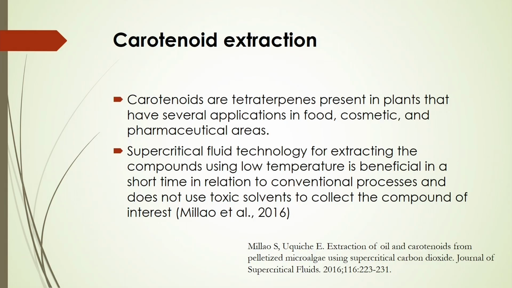Another important material is carotenoid extraction. Carotenoids are very useful compounds present in plants that have several applications in food, cosmetic and pharmaceutical areas. In this case, the supercritical extraction process is used to extract these compounds, and it is very beneficial in a short time in relation to the conventional process.